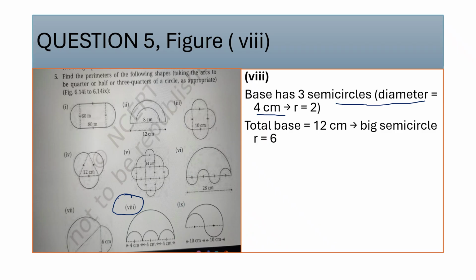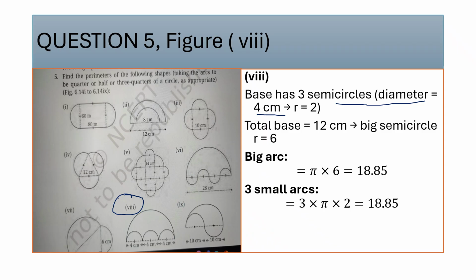So that is a big semicircle. So what will be the radius for the big semicircle? 6 centimeter. So big arc will be, again children, repeating it the same. You can refer to the previous questions. You will understand how to solve this figure. We need to separate the arcs. So big arc will be pi into 6, which is 18.85. Now we have 3 small arcs. So pi into 2, which is multiplied with 3, you will get 18.85. So what will be the final answer? You just have to add 18.85 plus 18.85 to get your final answer.